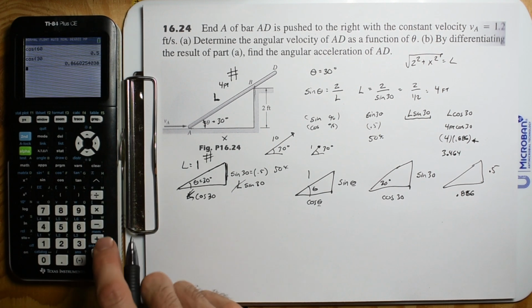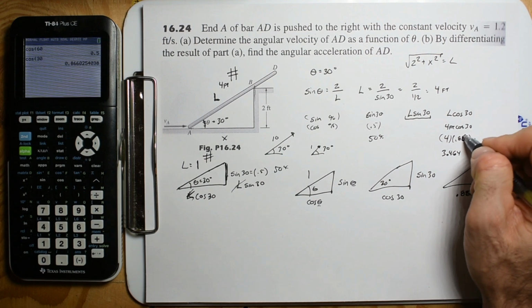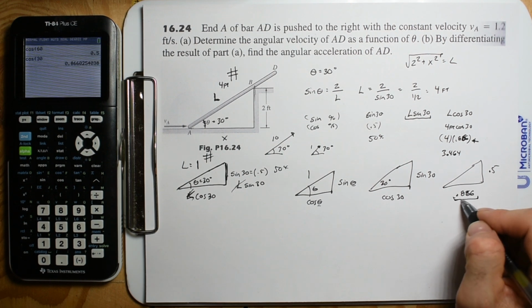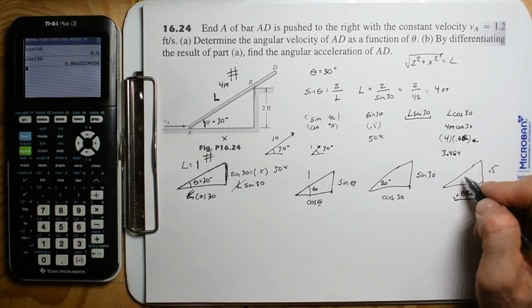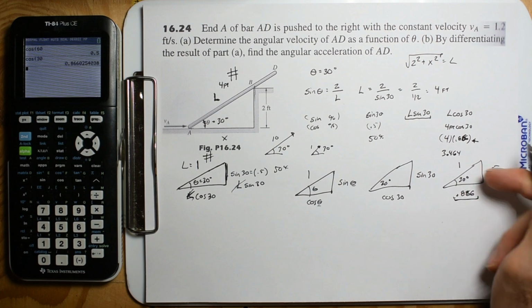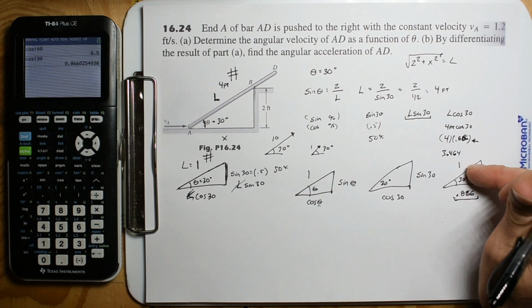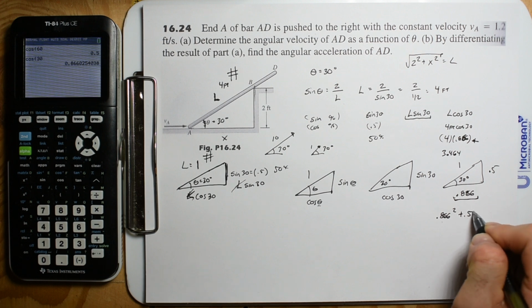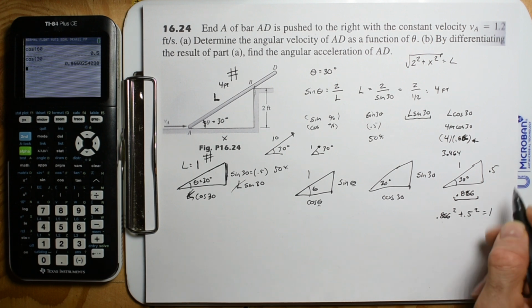Yeah, 0.866, sorry, that was a typo there. Cool. And then I'm just gonna go over where this comes from. This is going to be a 30-degree angle, and this is 1. So Pythagorean's theorem says 0.866 squared plus 0.5 squared is equal to 1.